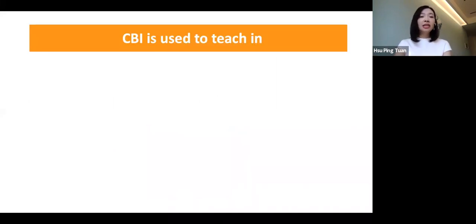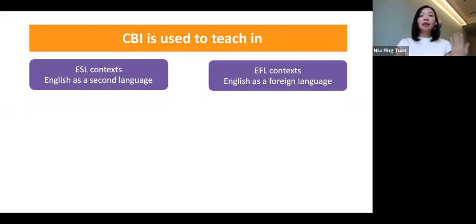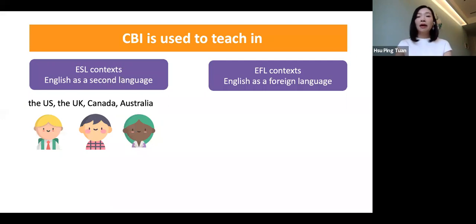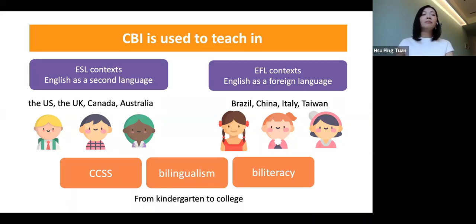You might be surprised that content-based instruction is commonly used in not only the ESL context, but also the EFL context. In ESL contexts, English is the official language, like the UK and the US. However, in EFL contexts, English is not the official language. English is more like a foreign language, like in Brazil, China, countries in Europe, and also Taiwan. You might be wondering why content-based instruction is commonly used in both contexts. The main reason is that these schools are trying to prepare students to pass the exams that are aligned with the Common Core state standards. Or these schools try to help students to become bilingual and biliterate. Also, content-based instruction is not only used in middle school, it is also commonly used from kindergarten to college.